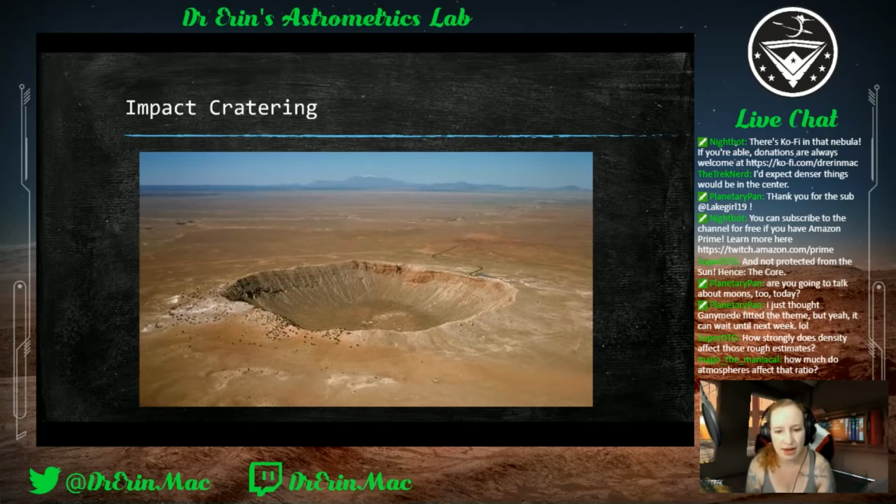And then Andy asked how strongly the density affects these rough estimates. Really good question. Because we get this differentiation with the material that forms a planet, we have a good sense for that crust density, because that's going to be the lightest rocky stuff that is present in our solar system that made up the planets.